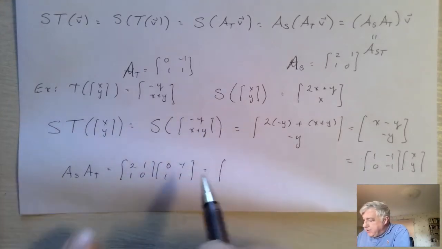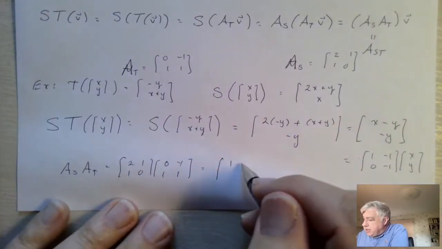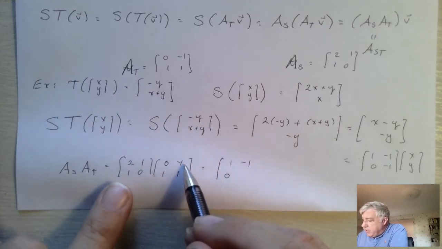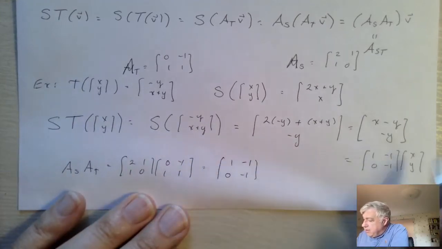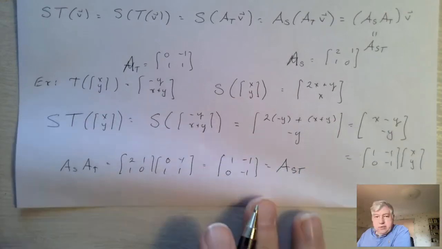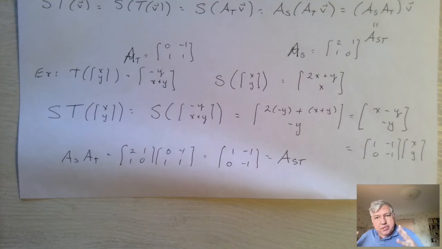And if you multiply this together, you get 0 plus 1 is 1, negative 2 plus 1 is negative 1, 0 plus 0 is 0, and negative 1 plus 0 is negative 1. And that's exactly what you get over here. So this is AST. So the composition of matrices corresponds to the matrix multiplication of the standard matrices. Or I should say, the composition of the linear transformations. Is that what I said? Hopefully that's what I said.